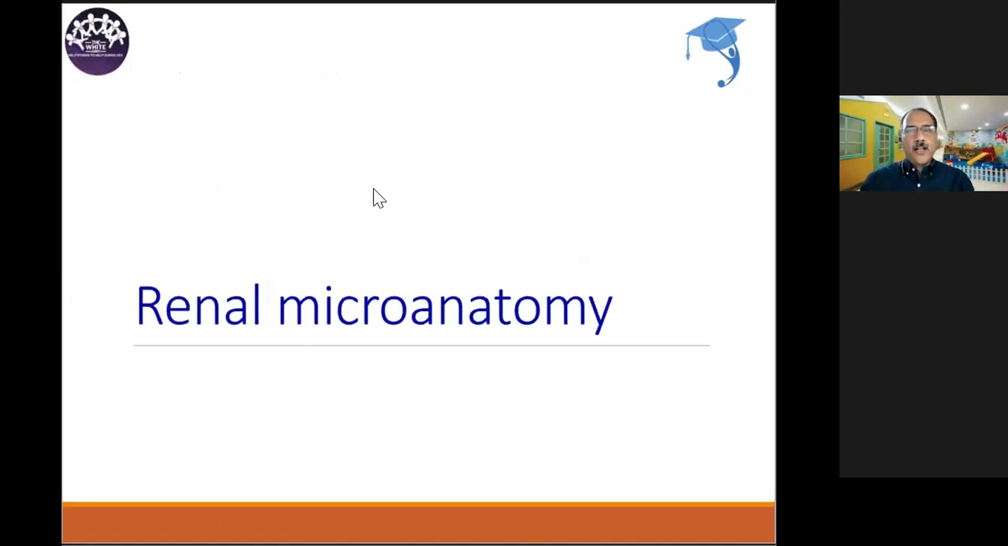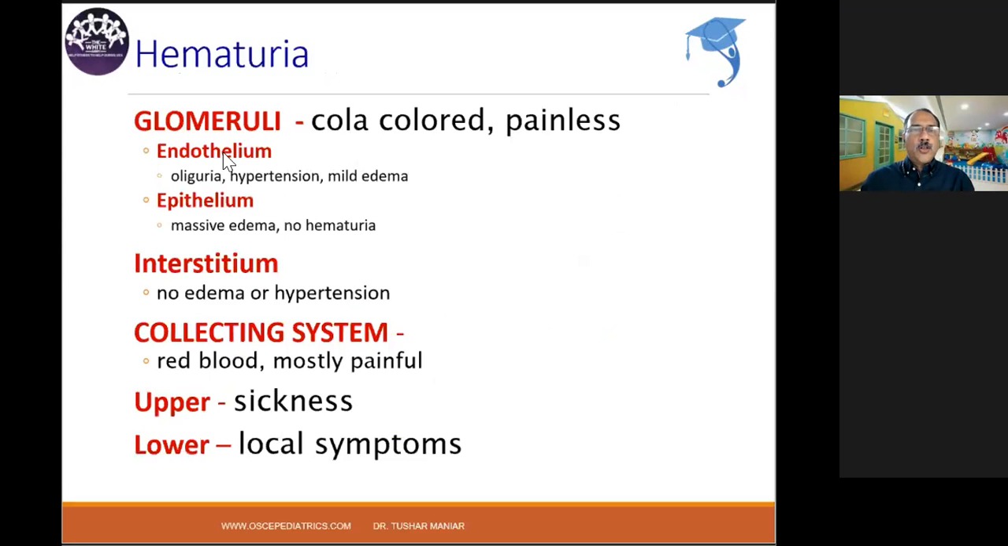Let's quickly look at, in the next 5 minutes, renal microanatomy. So when you talk about renal microanatomy, you're looking at upper UTI, lower UTI. Upper UTI starts from the glomerulus. Glomerulus has endothelium, has epithelium. The upper renal areas then has interstitium, kidney has interstitium, and it has collecting system, correct?